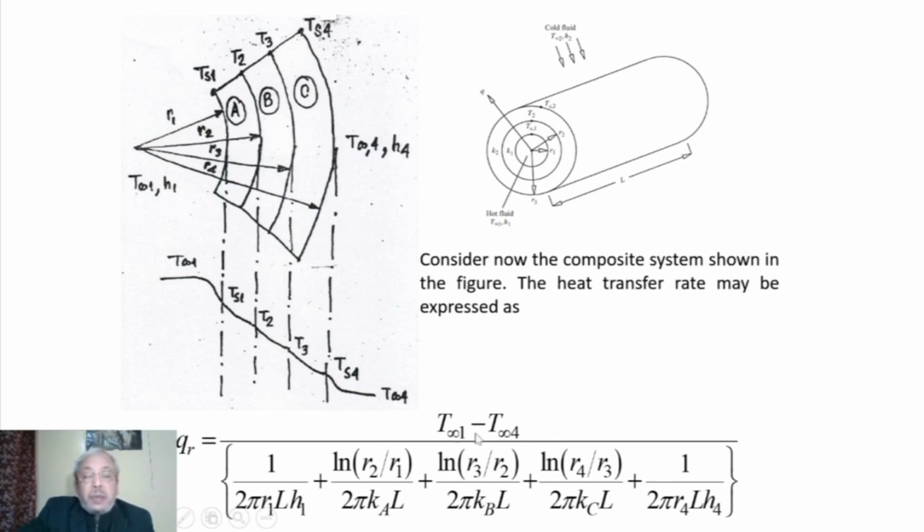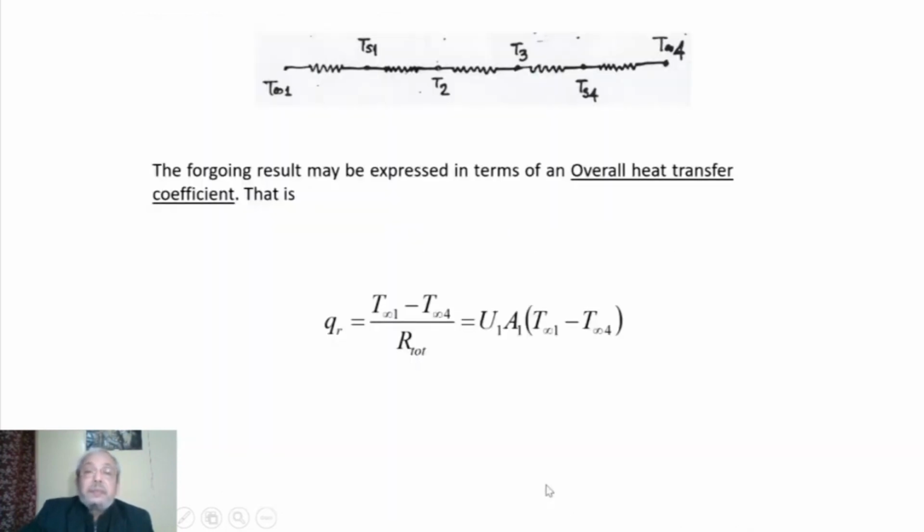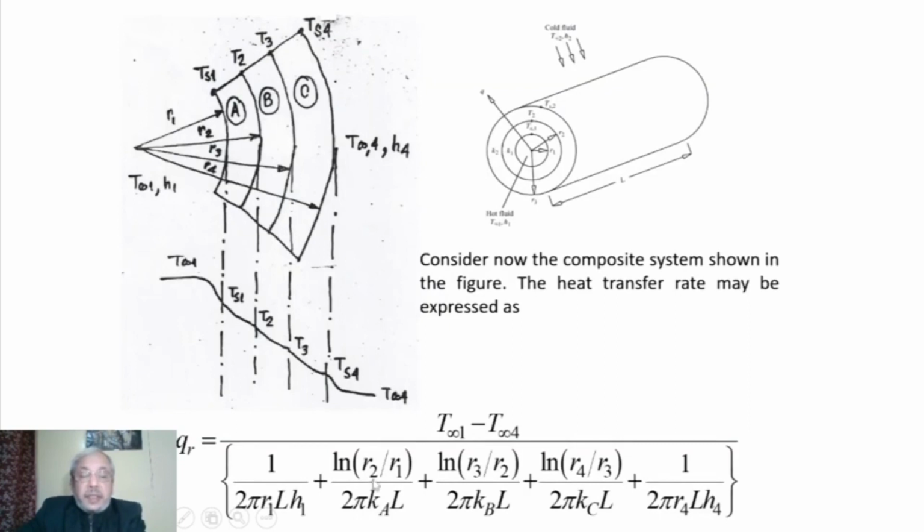So Qr equals the potential difference, the temperature potential, divided by the total resistance. It is in series, so we can draw the circuit. T infinity 1, then the resistance, Ts1, again the resistance, T2, again between T2 and T3 we have a resistance, between T3 and Ts4 we have a resistance, and between Ts4 and T infinity 4 we have a resistance. And these resistances are basically expressed by these expressions.